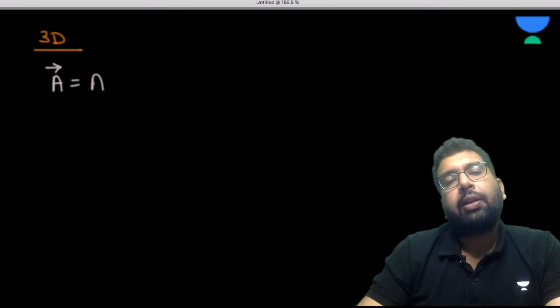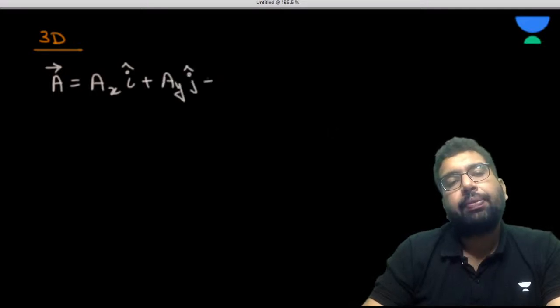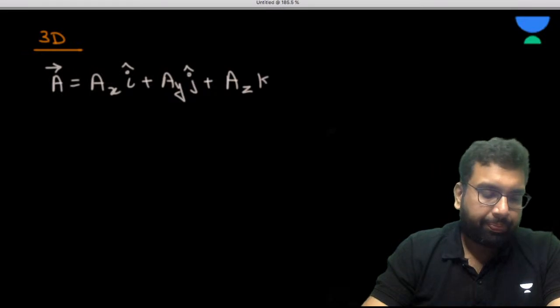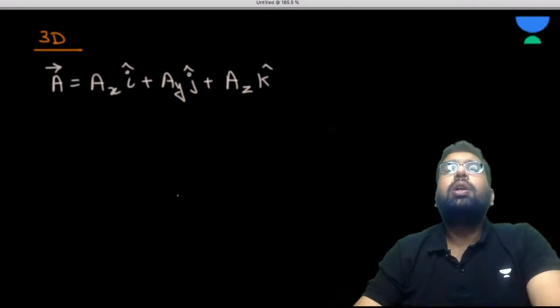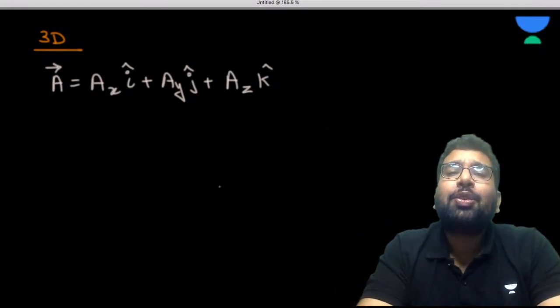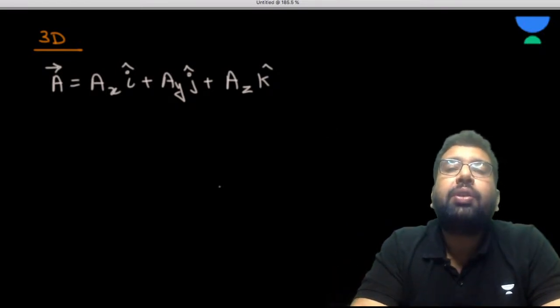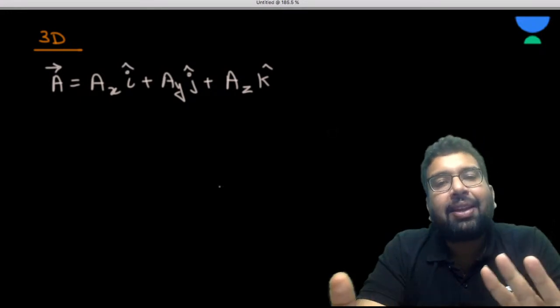So how can I write it? A vector is going to be ax i cap plus ay j cap plus az k cap. So this is the vector, and ax, ay, az are the components of this vector A in x, y, and z.